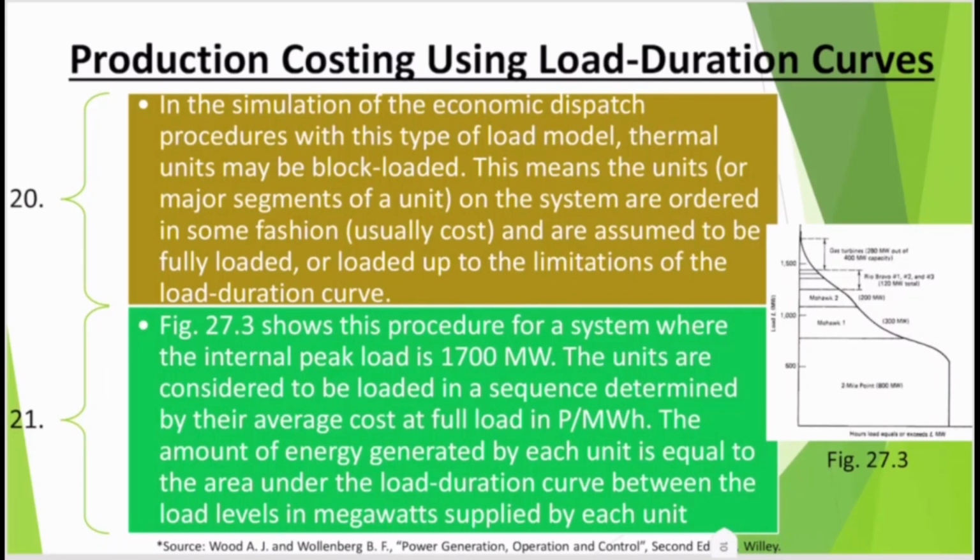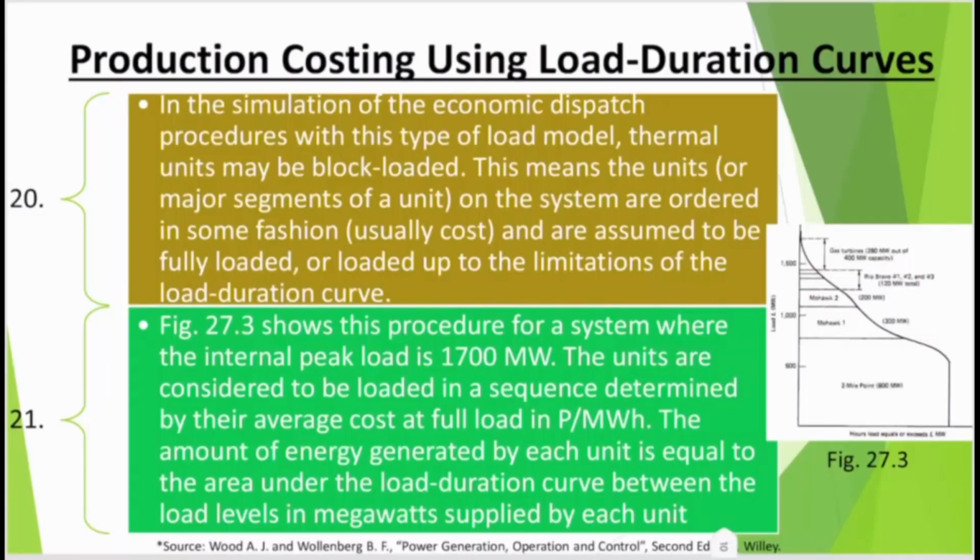Which generating unit has to be operated first, second, third, fourth, fifth, and so on, accordingly from this characteristic that is available to you; you can put them in different blocks. Figure 27.3 shows this procedure for a system where the internal peak load is 1700 megawatt. Why 1700 megawatts? You can see this point is assumed to be 1700 megawatt from this characteristic.